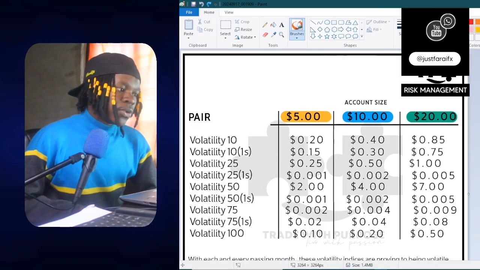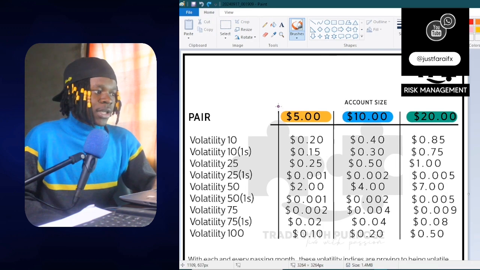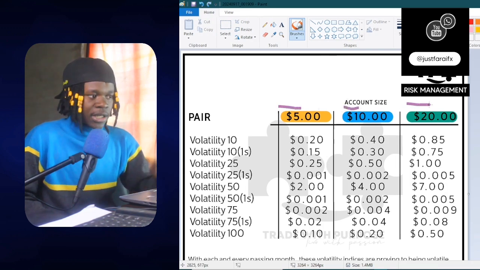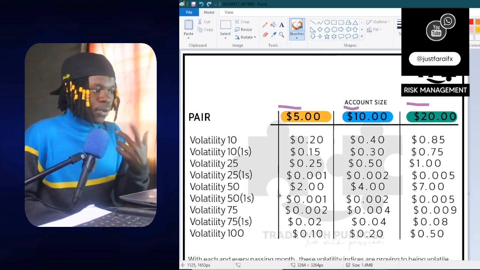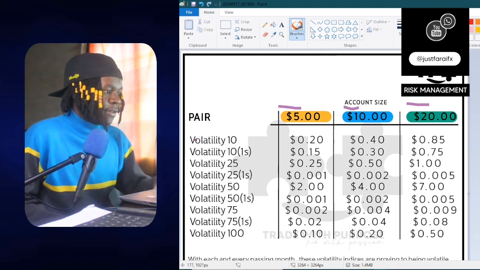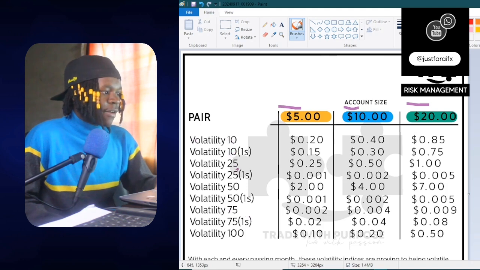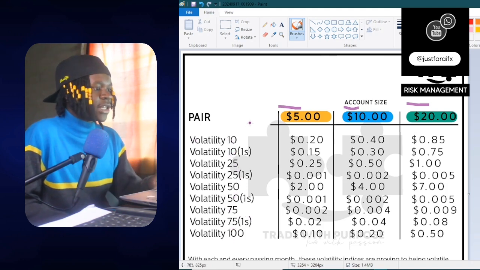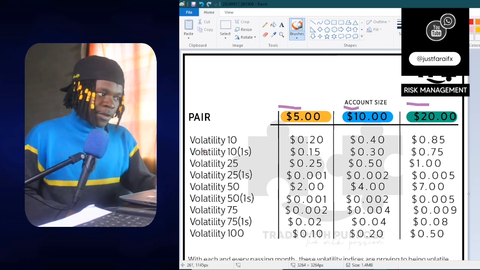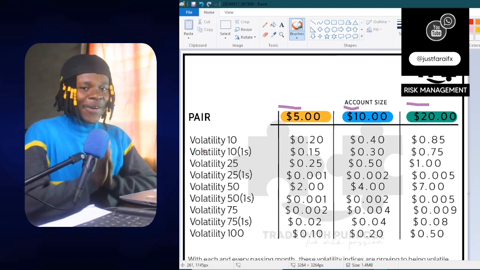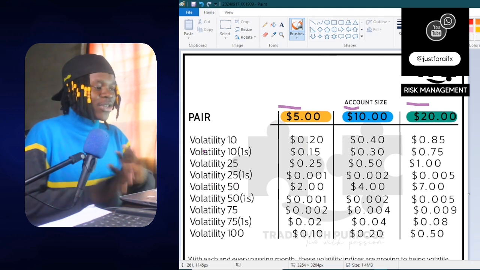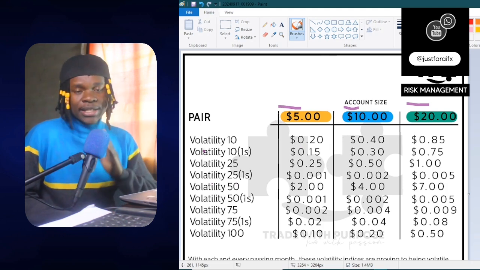And here, what you're seeing, guys, is the account size. So here is $5 account size, $10 account size, and $20 account size, right? And these are some of the pairs that I decided to dive into because these are my favorite pairs. So there's V10, V10 1S, V25, V25 1S, V50, V50 1S, V75, V75 1S, and V100. And here on V10, the minimum lot size is 50 cents. It's just that I'm used to using $1, but the minimum required is 50 cents.